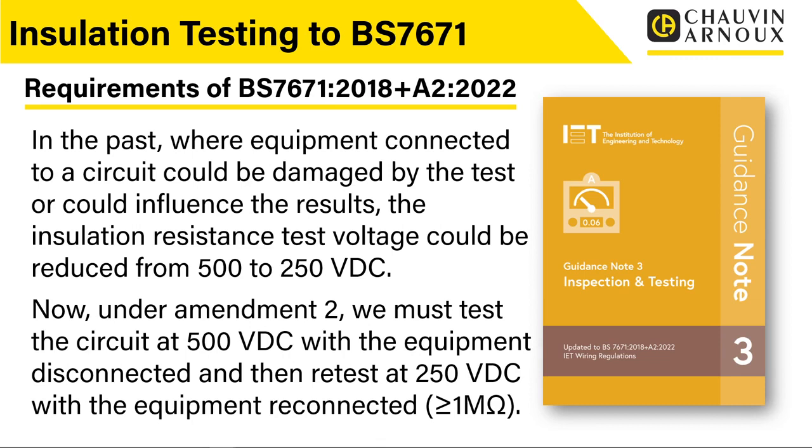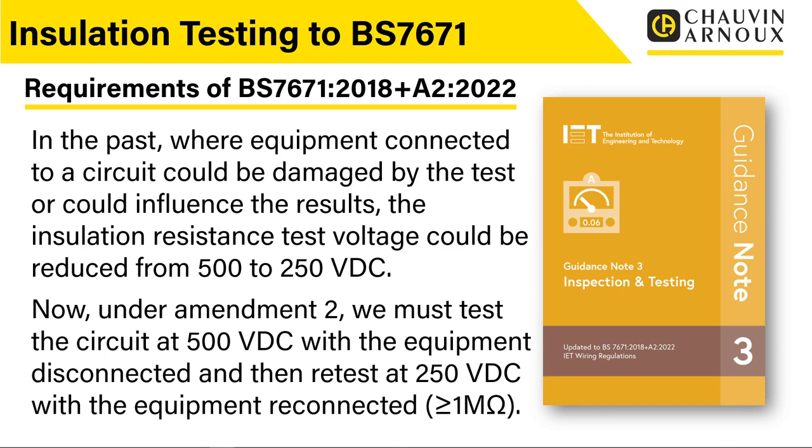That was fine. But now under Amendment 2, they've gone a little step further with that. So what they've said, under Amendment 2, we must test the circuit at 500 volts DC with the equipment disconnected, and then retest it again at 250 volts DC with the equipment reconnected to it. So we disconnect the equipment and do a 500 volts test, because obviously we can do a 500 volts test when the equipment is disconnected, but then we reconnect the equipment to test it again at 250 volts.